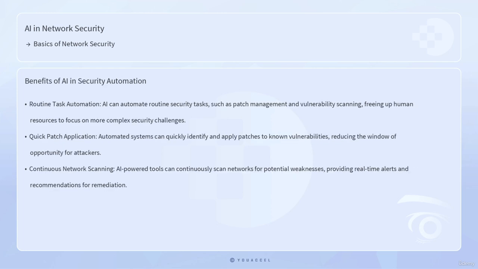Moreover, AI can automate routine security tasks, such as patch management and vulnerability scanning, freeing up human resources to focus on more complex security challenges. Automated systems can quickly identify and apply patches to known vulnerabilities, reducing the window of opportunity for attackers. Additionally, AI-powered tools can continuously scan networks for potential weaknesses, providing real-time alerts and recommendations for remediation.